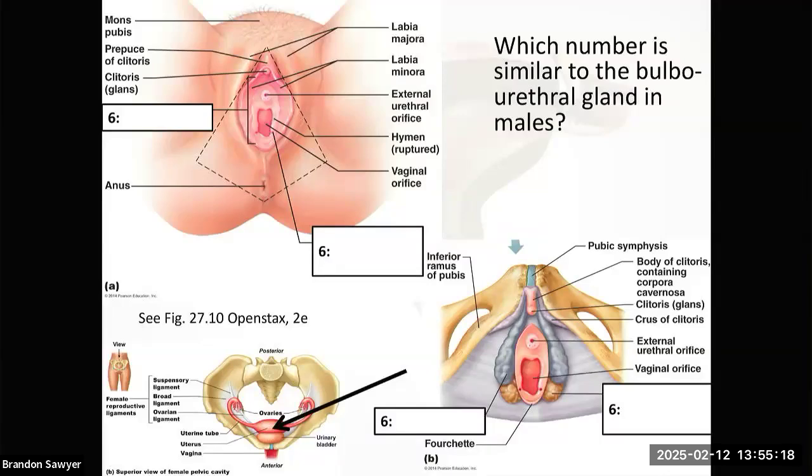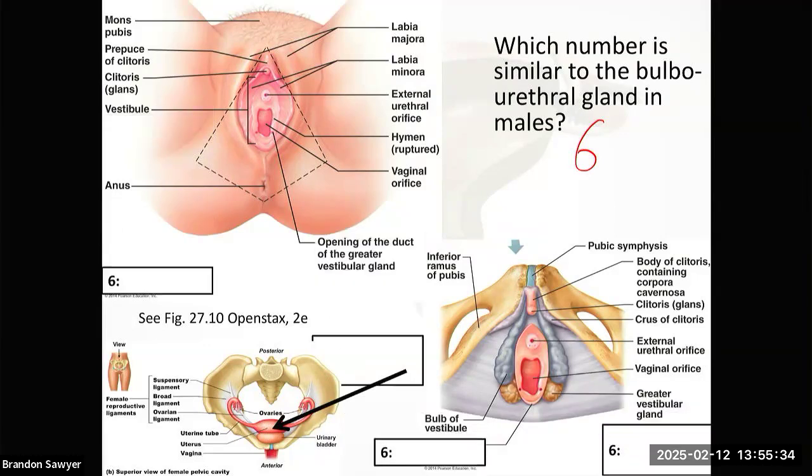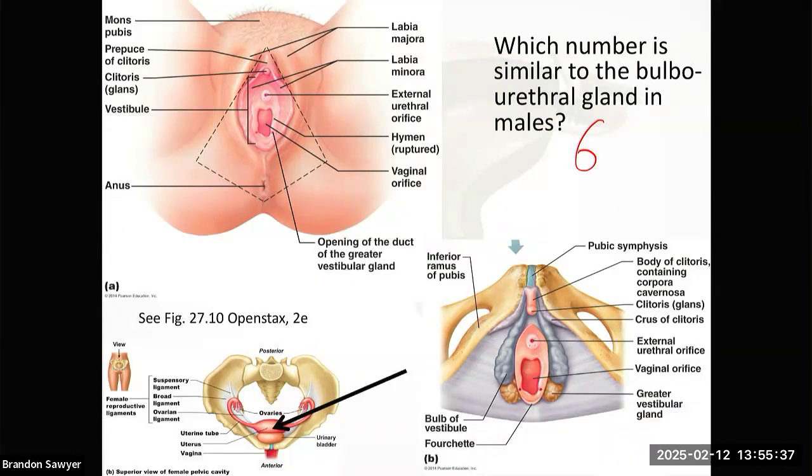Number 6, there's a bunch of different ones pointing to 6, right? And that's kind of like what I said, but there's just a bunch of different glands all included in this. You don't have to know the names of all those. You can just call them the vestibular glands. And so that is the equivalent of the bulbourethral gland in males. So number 6 is the correct answer there. And that's what about 60% of you put.